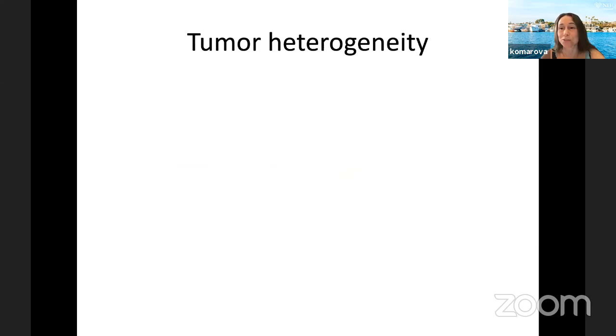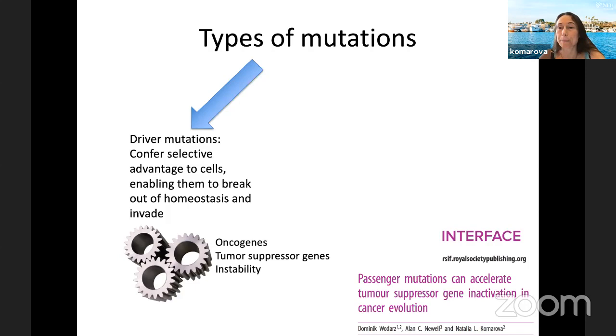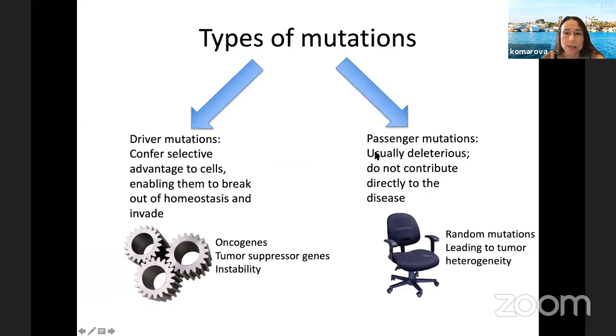Okay, so the example that I want to show in this regard is tumor heterogeneity. If you follow the theory of cancer, you know that there are two types of mutations that are sometimes distinguished, driver mutations and passenger mutations. Driver mutations are the ones that confer selective advantage to cells and enable them to break out of cooperation, start evolving, start dividing. These are oncogenes. These are tumor suppressor genes that I already mentioned. There are other mutations that fall in this class.